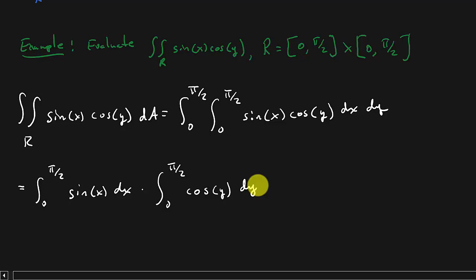Now, I know in this problem they're both the same, 0 to pi over 2. But if these are different, you've got to make sure you get the right limits on the integrals. This tells you on the x, this tells you on the y.